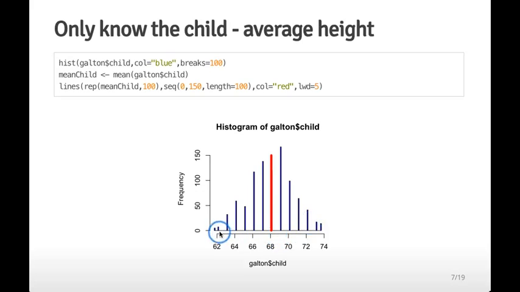So here I've again shown the histogram of the children's heights from this study, and then I show in this red bar here the mean value, which is about 68 inches. And so this is a pretty useful choice of a number to report because it tells you a little bit about where the distribution is centered. And it actually also is optimal in a particular sense.